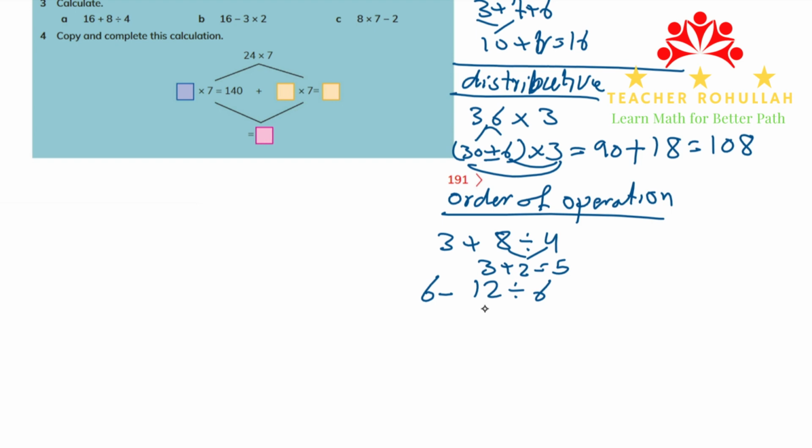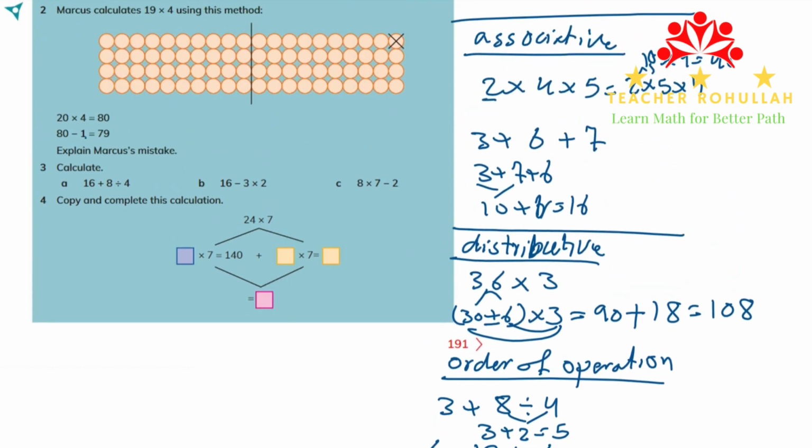In the second one also, we have to first do this calculation. 12 divided by 6 is 2, and 6 minus 2 is equal to 4. So this is how we can use the rule of order of operation, and we will use all these four rules to solve the four given questions of this part. Let's go to the first question.